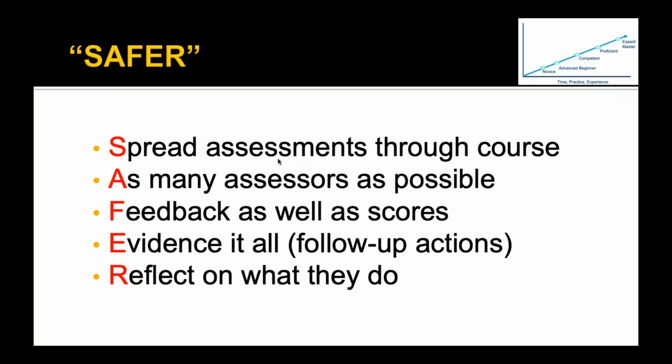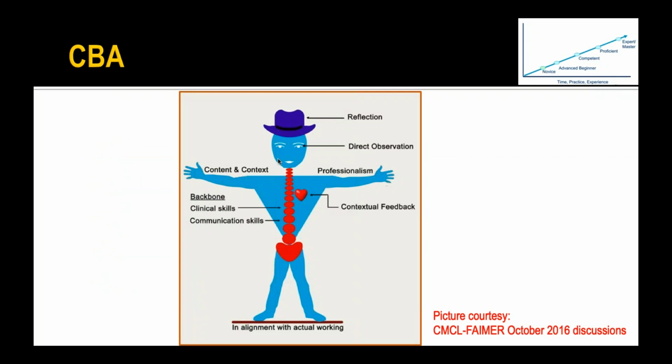And lastly, reflect on what they do. The students will have their reflections, of course, but as teachers, as assessors, as facilitators, we also need to reflect on what the students have learned, what we could have done differently to make them learn, and what were the reasons possible if they have been able to learn properly. Now, this little picture was made by the October 2016 group of CNCL FAMER when they discussed competency-based assessment. So some of the things they have very nicely brought out.